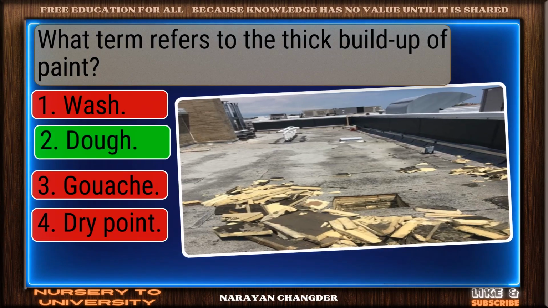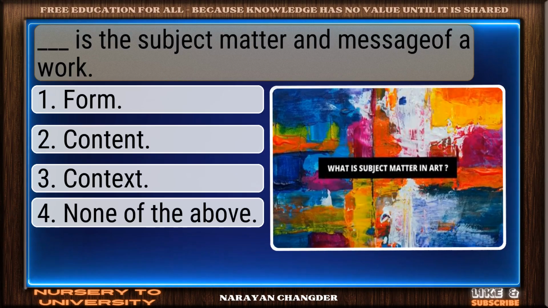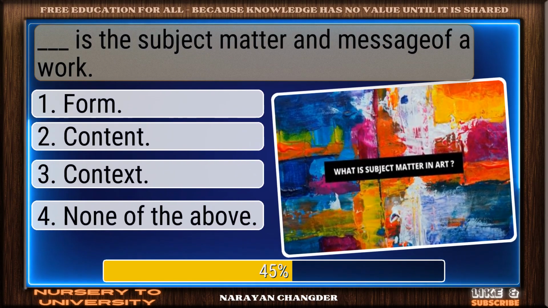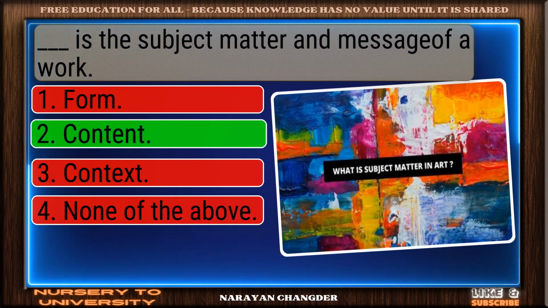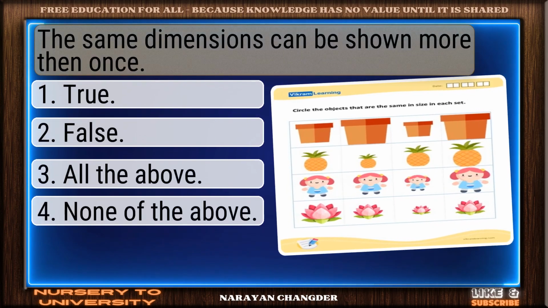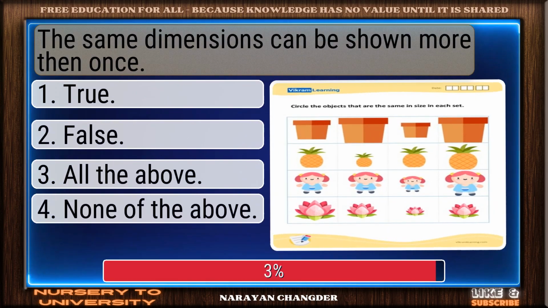Great thinking. Impasto is the right choice. Dash is the subject matter and message of a work. Right choice. Content is the best answer. The same dimensions can be shown more than once.